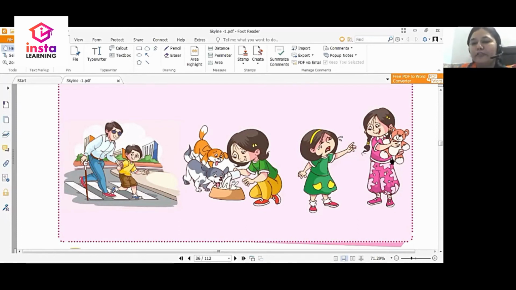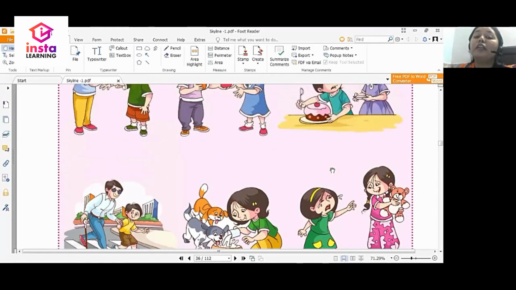Let's come to the last photo. What is happening here? This big girl, she has snatched away this little girl's toy and she's making her cry. And what is the other girl doing? She's laughing. She's very happy making the other person cry. She's very happy by hurting this little girl. Is she being kind? No.